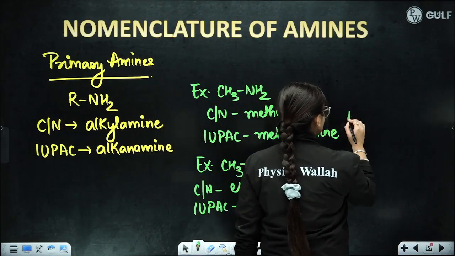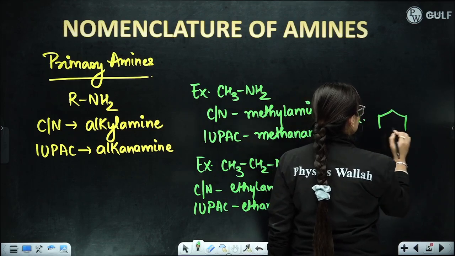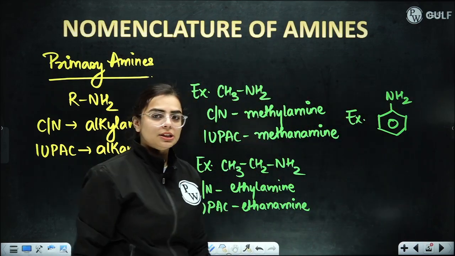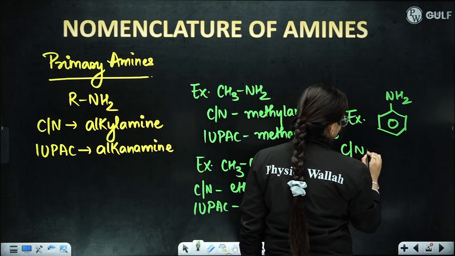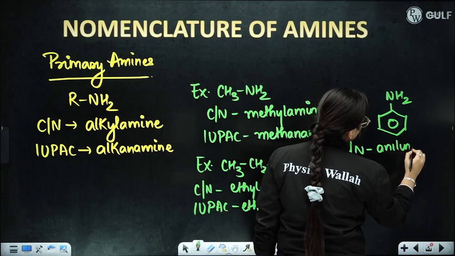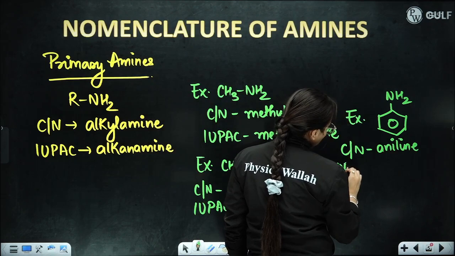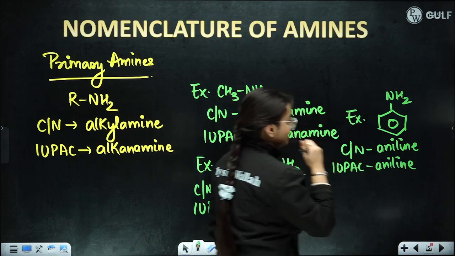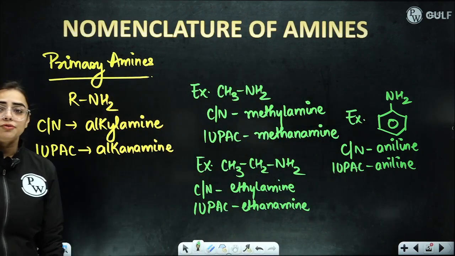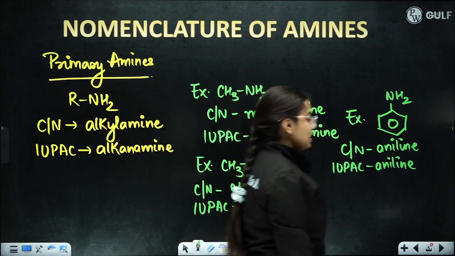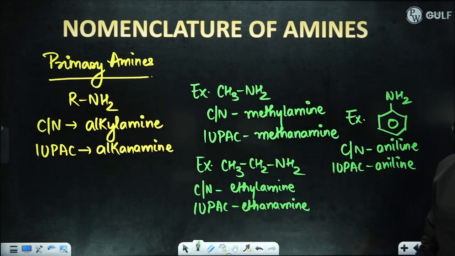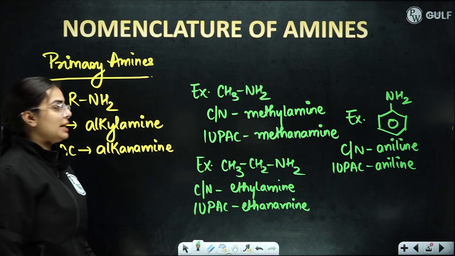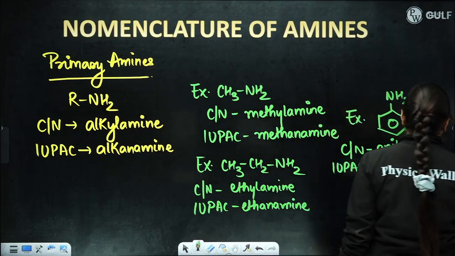Now let me give you one more example whose common name and IUPAC name are the same. That is this one, when our R group is an aromatic one. The common name is aniline for this one, and students, the IUPAC name is also aniline. I hope this is clear to each and everybody of you. Yes? Okay. Please take a screenshot of this as well so that I can move on to the next part. This was about nomenclature of primary amines.